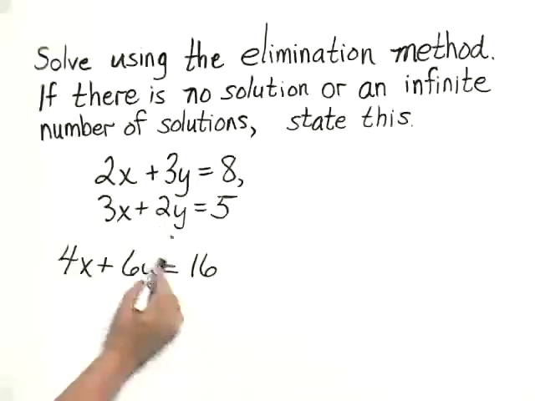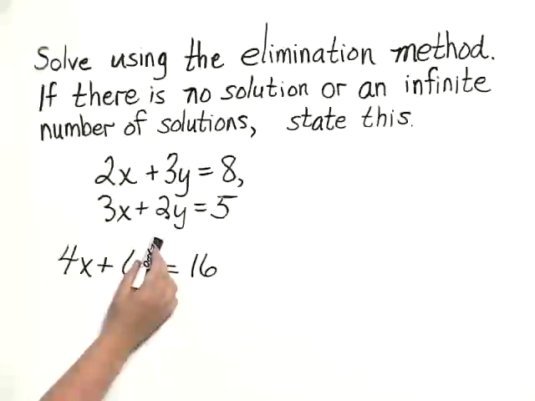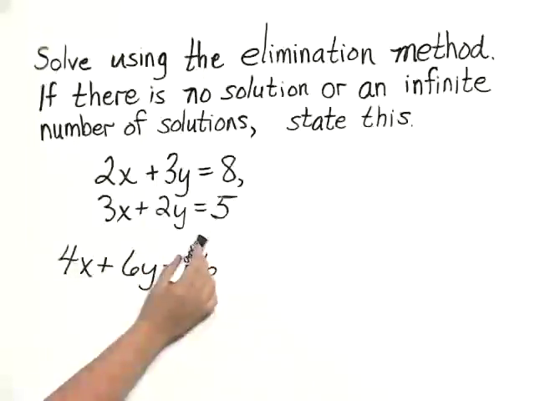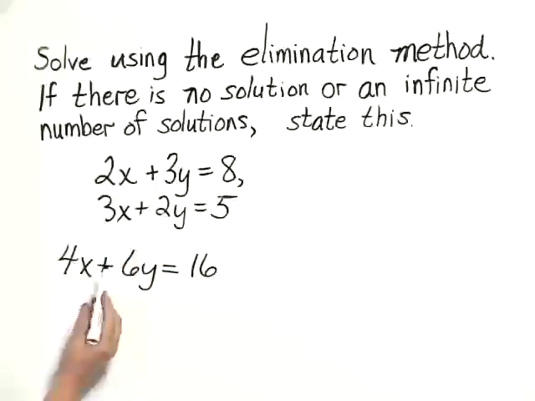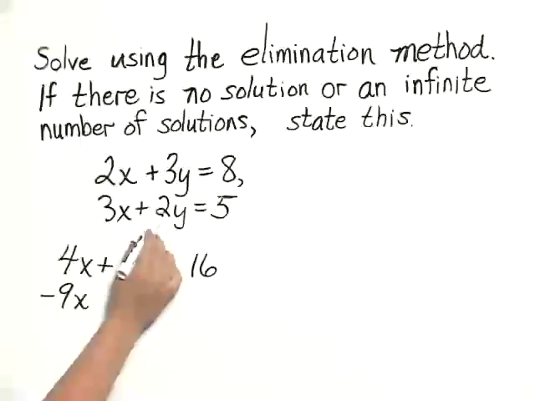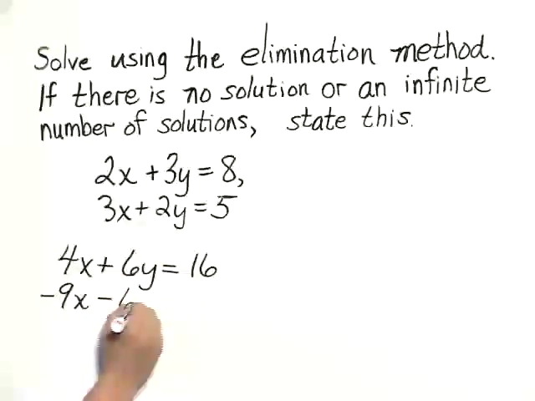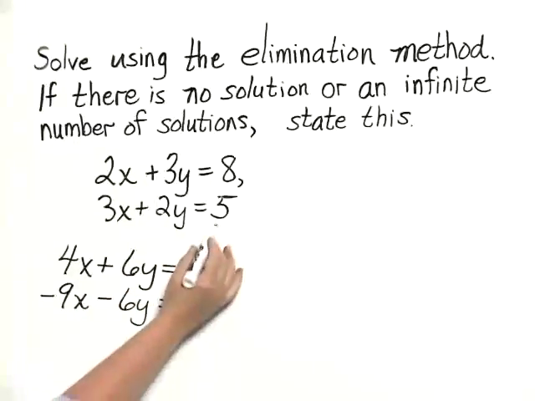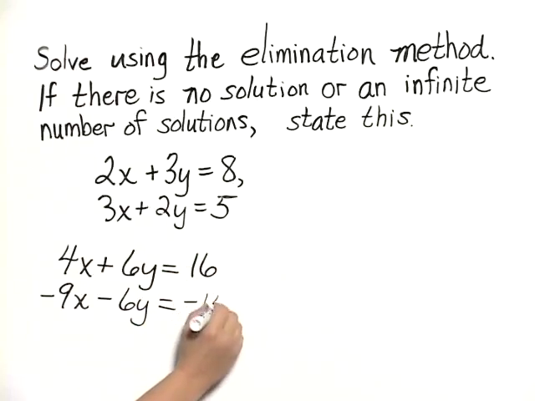In the second equation, I want to make the coefficient of y negative 6, so I need to multiply everything by negative 3. Negative 3 times 3x is negative 9x. Negative 3 times 2y is negative 6y. And negative 3 times 5 is negative 15.